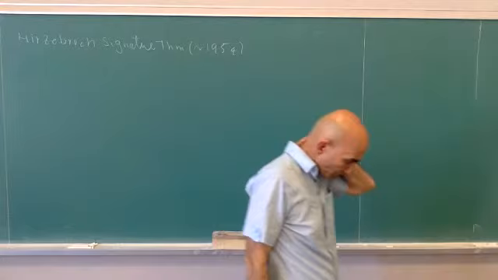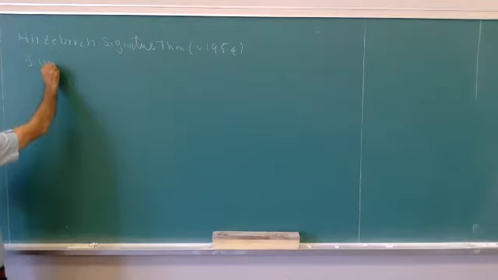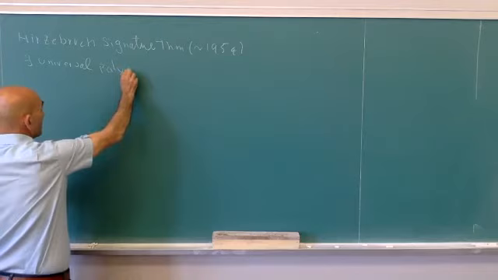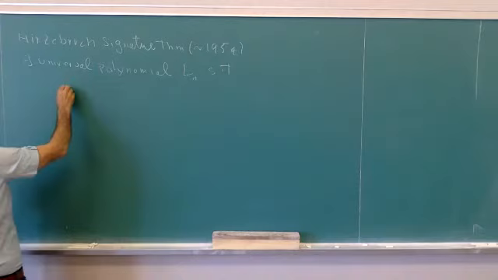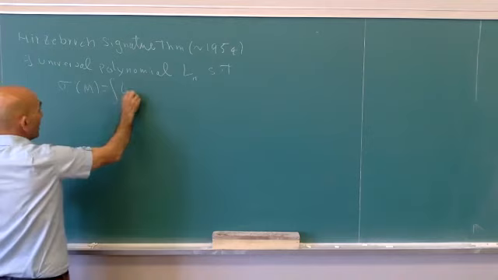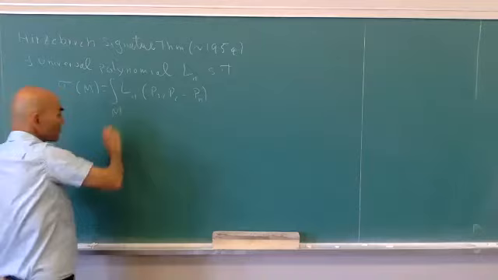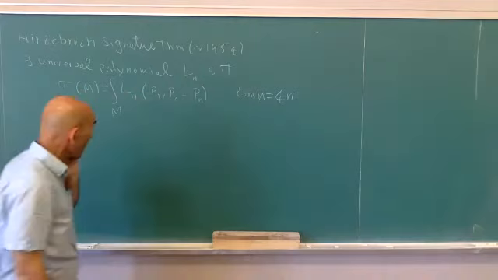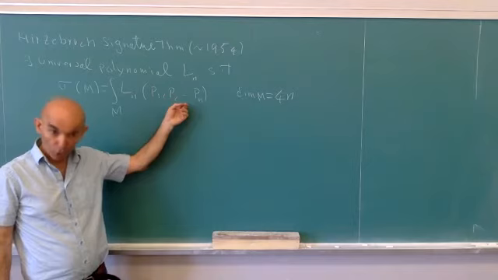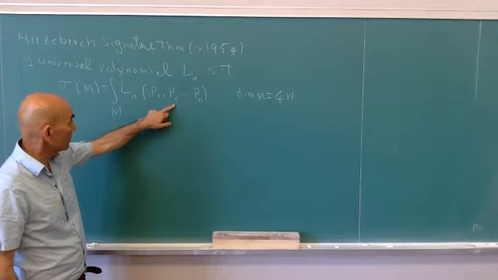So what is this Signature Theorem? The signature theorem says that there exist universal polynomials Ln such that the signature of M is equal to the integral of Ln of p1 to pn over M, where the dimension of M is equal to 4n. First of all, there are these universal polynomials in n variables for all n, n equal to 1, 2, 3, and so on, such that the signature can be computed by integrating this differential form of degree 4n over M.